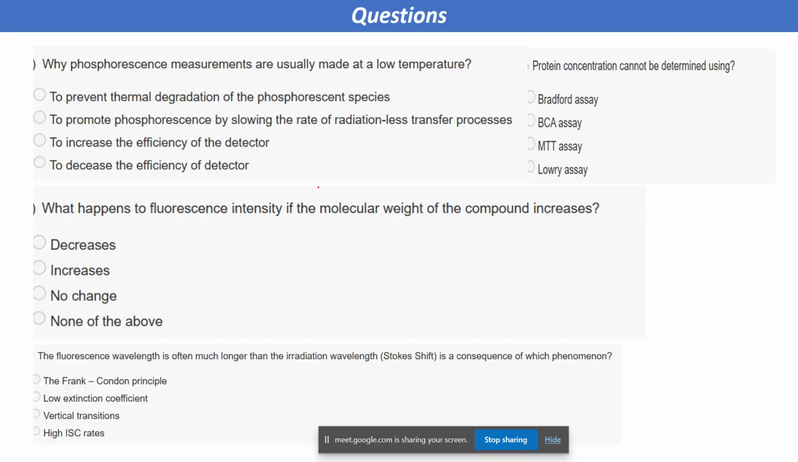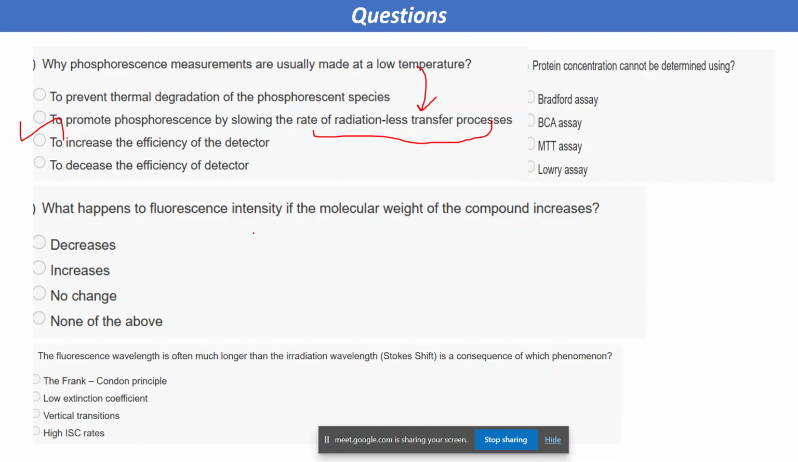And why do we always measure phosphorescence at low temperature? Because along with radiative transitions, we have non-radiative transitions as well. So if we measure at low temperature, the rate of radiationless transition decreases, therefore phosphorescence increases. That's why we always measure phosphorescence at low temperature.